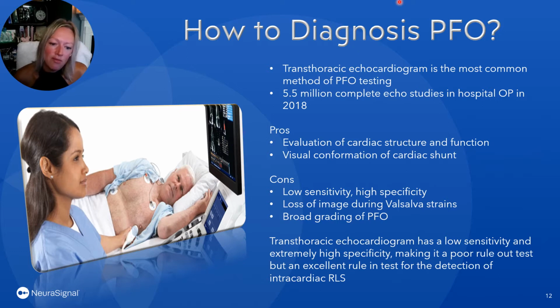The cons, however, are the low sensitivity. We saw the sensitivity is 45%. So you can lose that image of the heart during Valsalva strains. When the probe is on the chest itself and the patient provides a Valsalva, it may be difficult to maintain contact and stay in that same area to visualize that PFO.